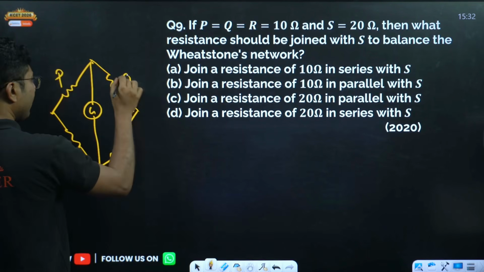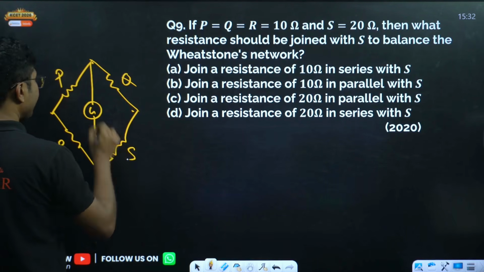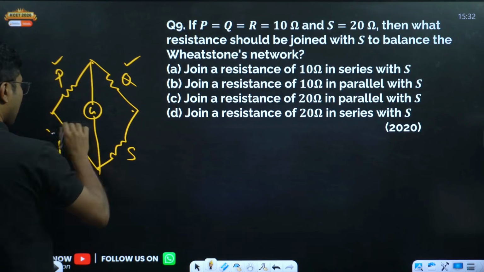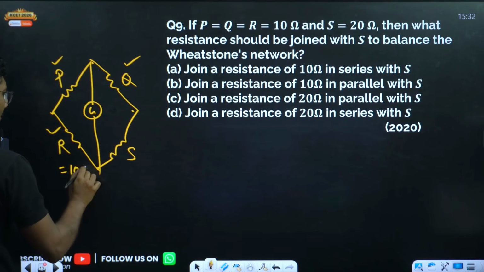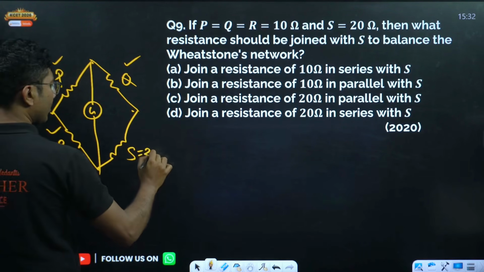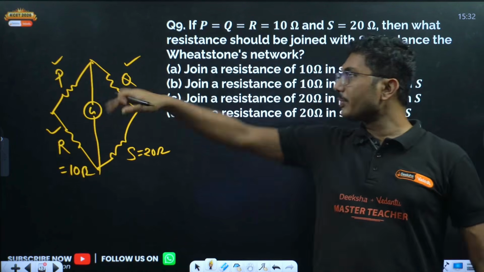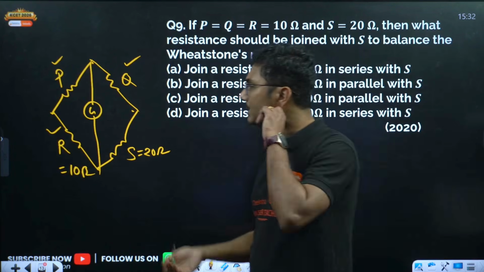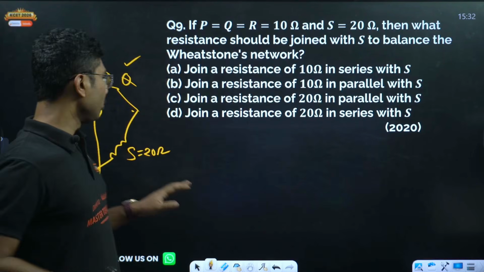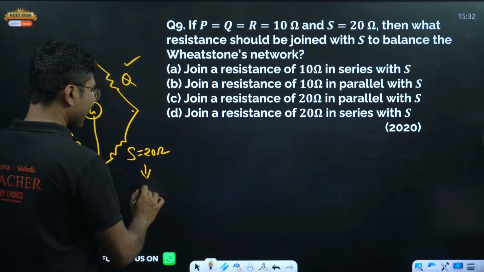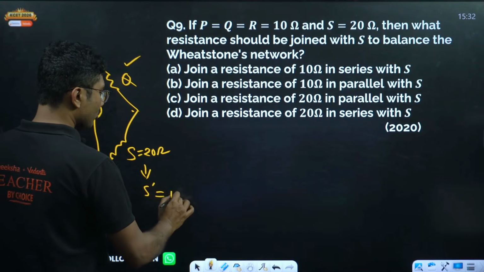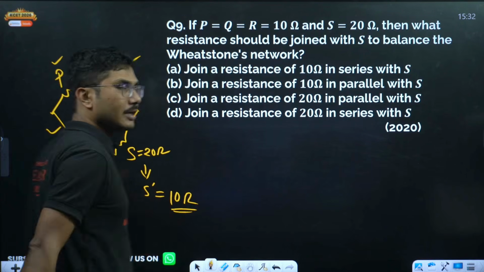So P, Q, R, S. Now you see that P, Q, R are all 10 ohm, and this one is 20 ohm. When this bridge balances, with all of them 10 ohm, that means it will be balanced only if S also becomes 10 ohm. If I can make this new resistance S dash 10 ohm, then only the bridge will be balanced.